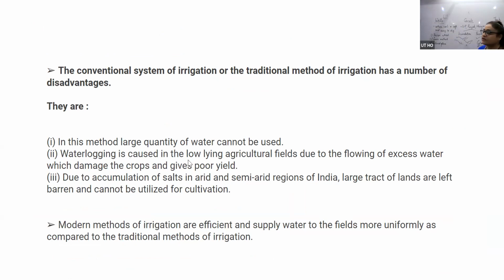Now, the conventional or traditional method of irrigation. So what we did is the conventional, the old methods. What are the disadvantages? In this method, a large quantity of water cannot be used. Water logging is caused. What is water logging? Accumulation of water in low-lying agricultural fields due to the flowing of excess water, which may damage the crops and give poor yields.